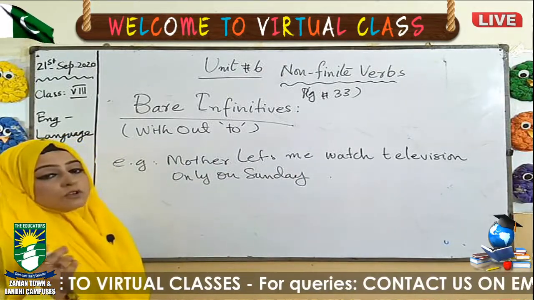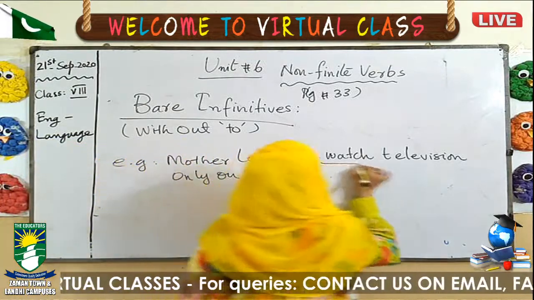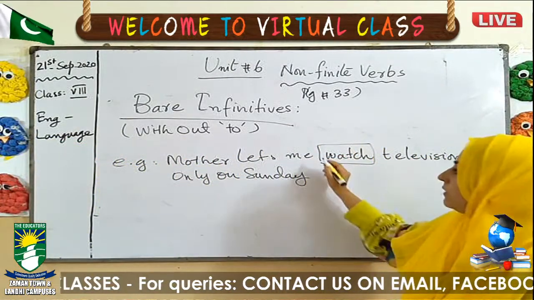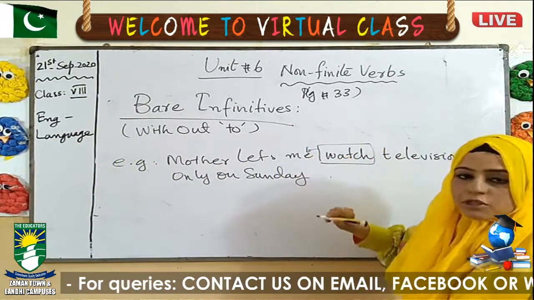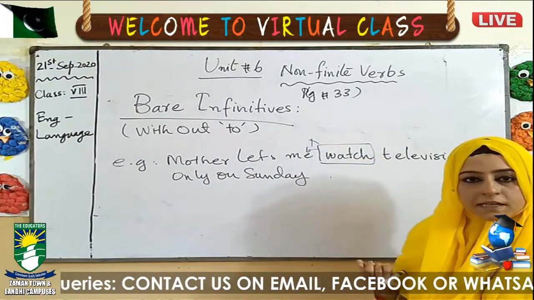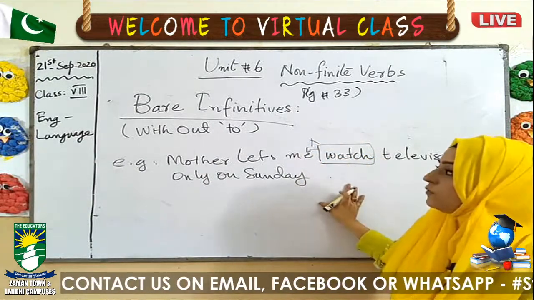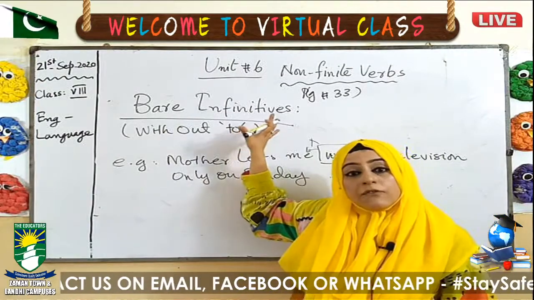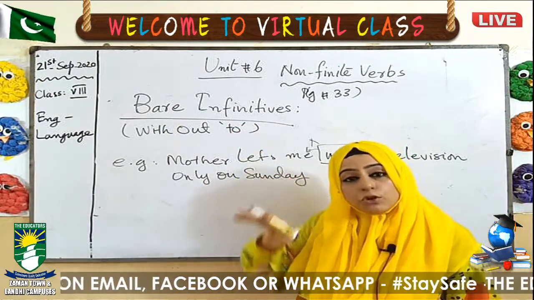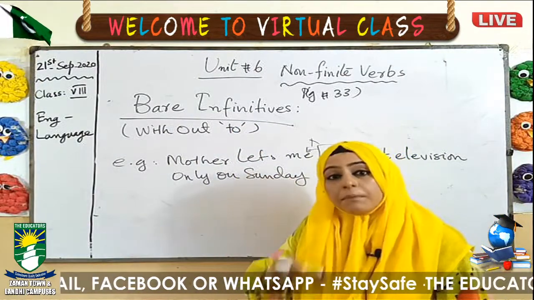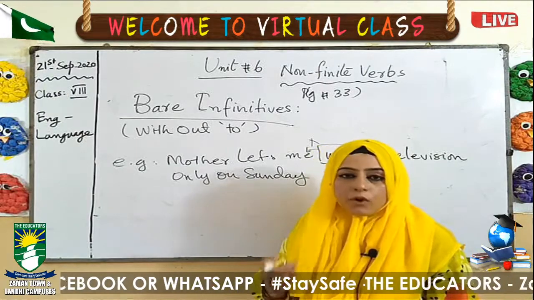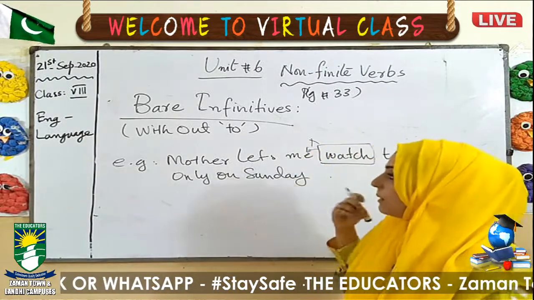So what's the verb here? It is watch, and it is without any kind of preposition. Preposition is not present here. So which kind is it? It would be bare infinitive. Okay, infinitive with the preposition to, bare infinitive without preposition to, with the base form of the verb. Clear? Come up to our next kind.